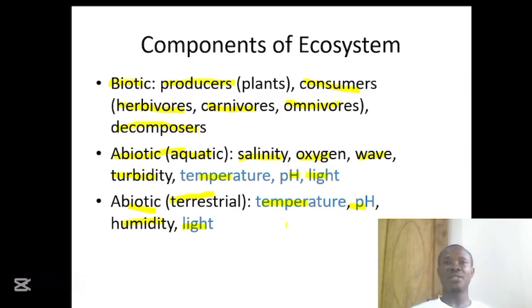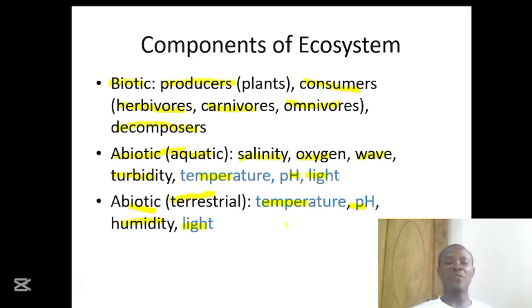And we have pH. Some organisms can live in an environment where the pH is high. Some organisms like to live in an environment where the pH is low. pH is talking about the acidity or alkalinity of a substance. And we have light. Plants need light for photosynthesis. And even for some plants, their flowering process depends on the amount of light that they receive per day.